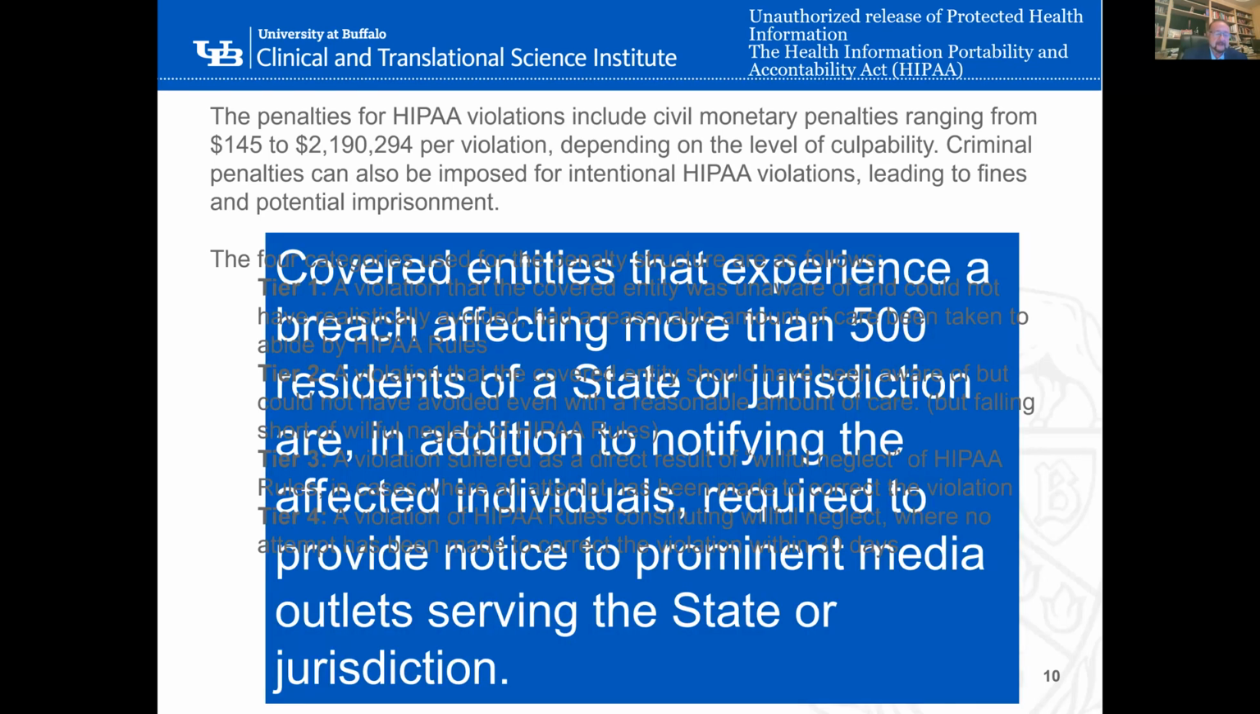And here's another one that, actually, I can't believe that this is not in the front, but it should be. Covered entities that experience a breach affecting more than 500 residents of a state or jurisdiction are, in addition to notifying the affected individuals, required to put a notice in prominent media outlets serving the state or the jurisdiction. So if I did it, that would mean that my face would be out there with a breach in the newspapers, and so it can be a very career damaging thing.